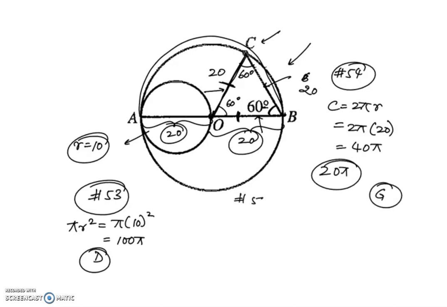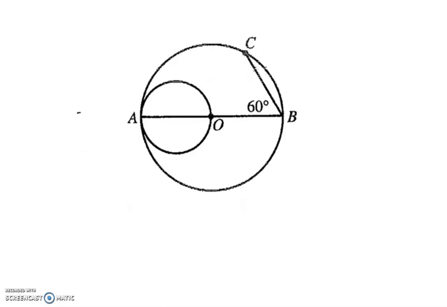And then finally number 55, the figure is placed in the standard xy coordinate plane so that A has coordinates of minus 20, 0, and B has coordinates of 20, 0. What is the x coordinate of C? So this we connect those two. X coordinate of C. So let me do it on a new picture.